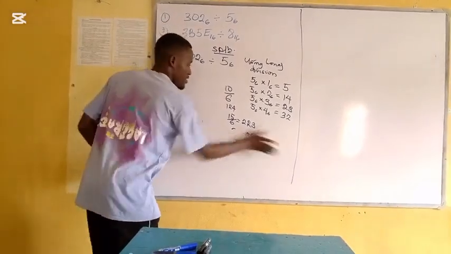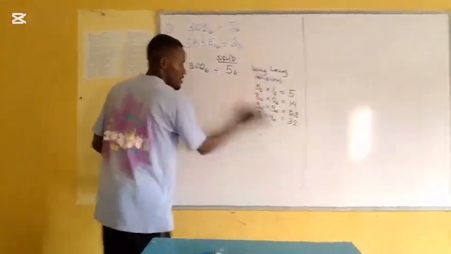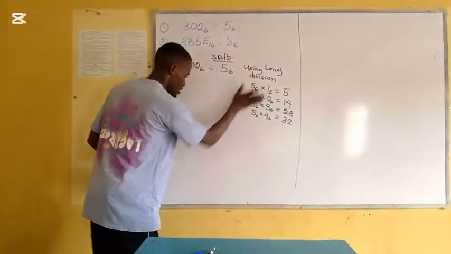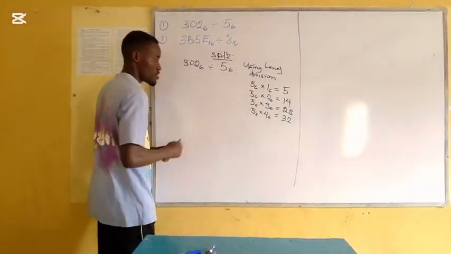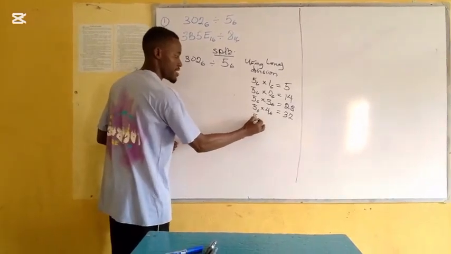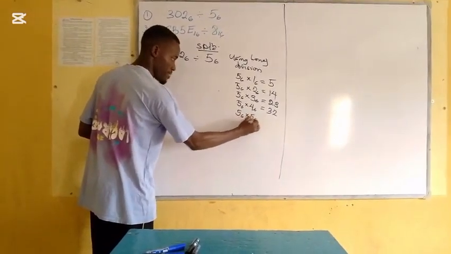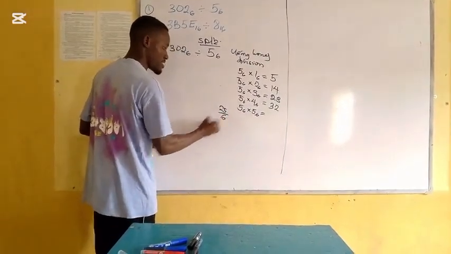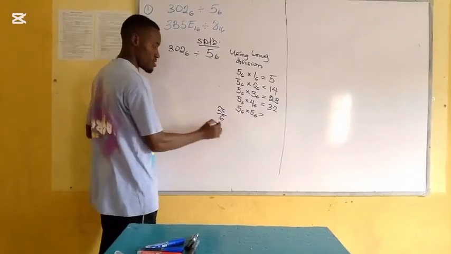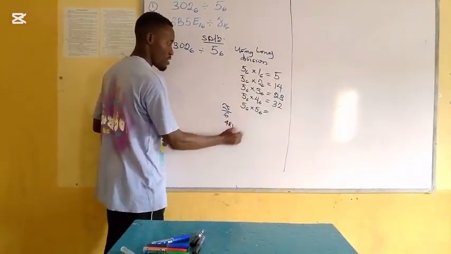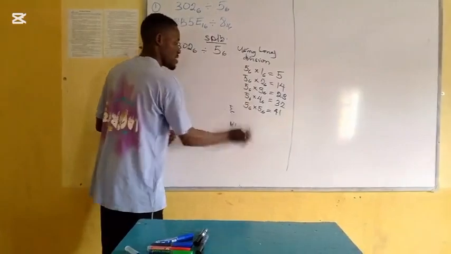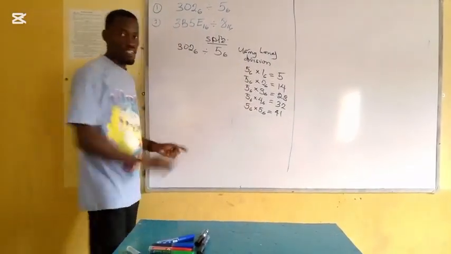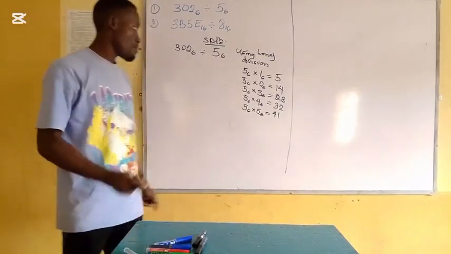So let me clean this. Sorry, I can't provide a duster now. Let me just use my hand. So we have 5 in base 6 times 5 in base 6. This is going to give me 25. Then we divide by 6 again. 6 in 25 is what? That's 4, remainder 1, which is 41. Alright, so this is the table I need for this long division method.